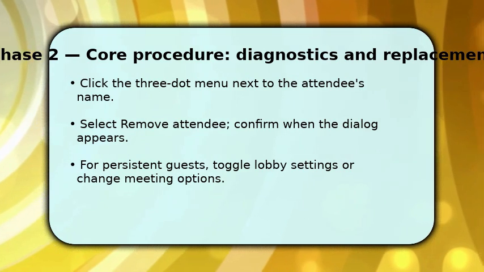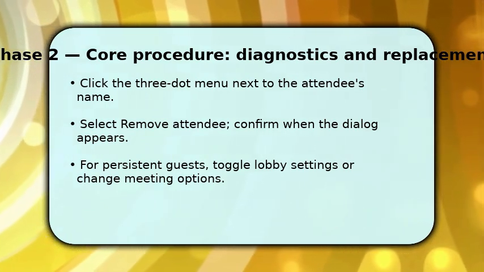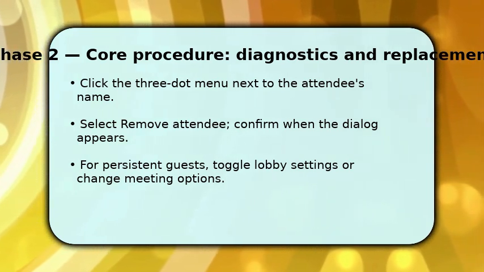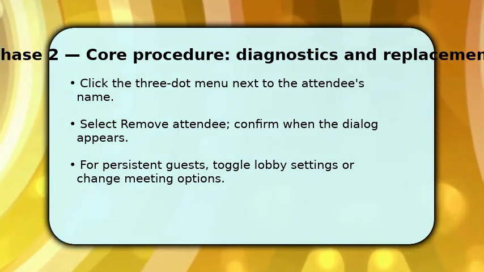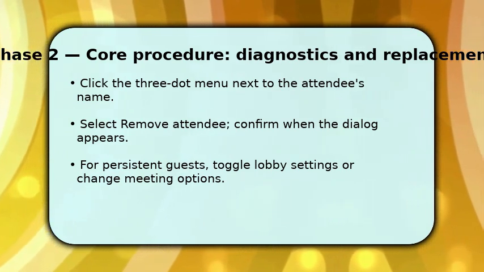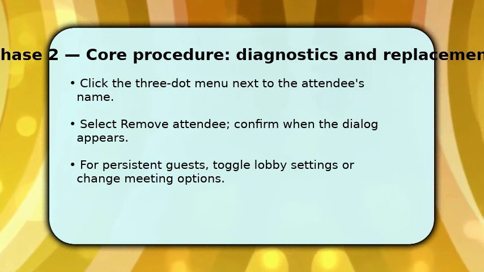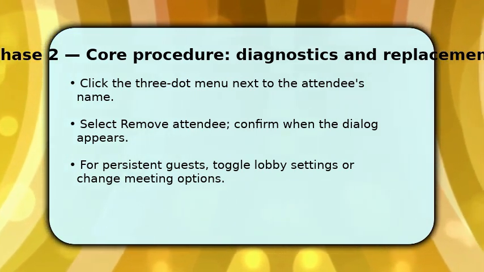Once done, review meeting options. If guests return, adjust the who can bypass the lobby setting or restrict attendees from unmuting. Make sure to explain policy verbally or via chat so participants understand why they were removed. This reduces confusion and prevents repeat interruptions.